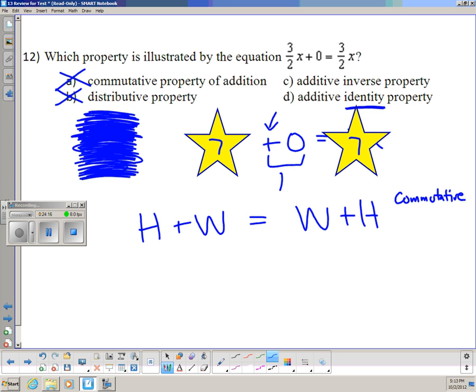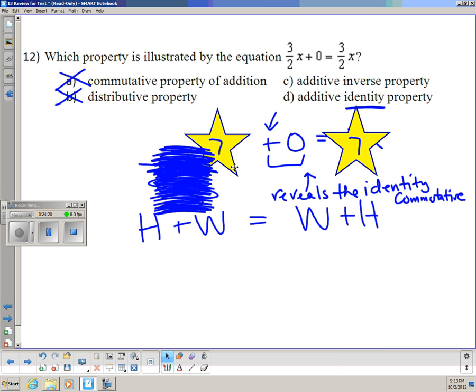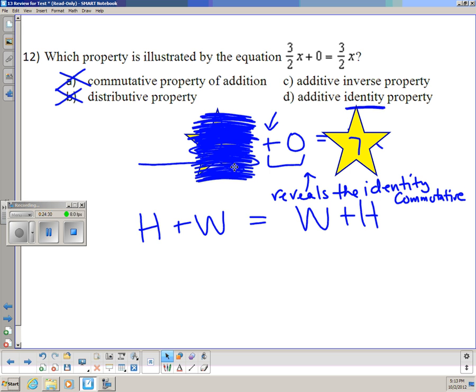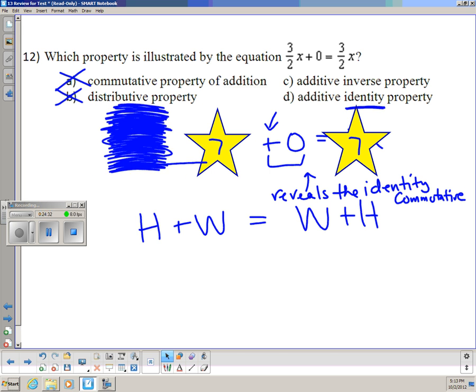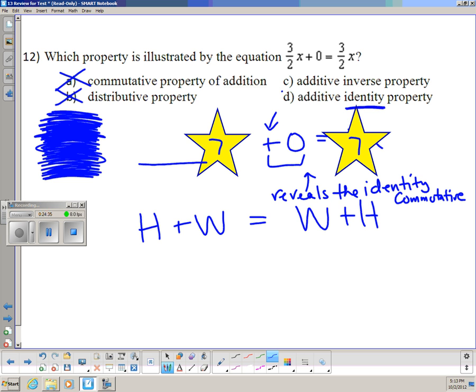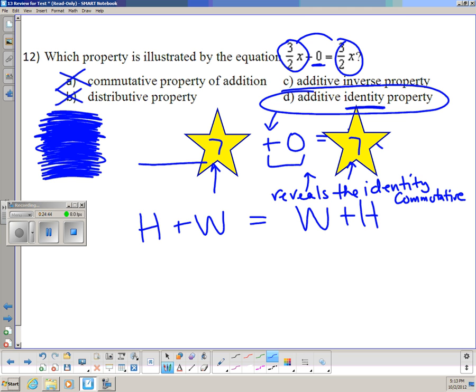So the whole idea is that adding 0 reveals the identity of the covered up blob. So it's the identity property. Anytime you have the same thing here and there, it's the identity. Here I have 3/2 x plus 0 equals 3/2 x. Adding 0 has revealed the identity or verified the identity of what was there originally.